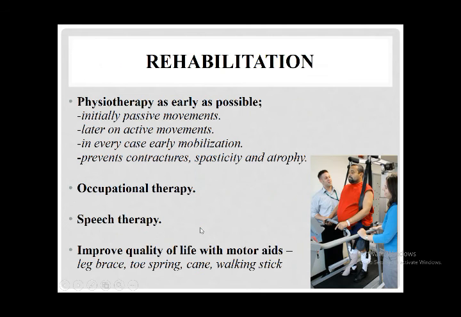After these acute treatment protocols, rehabilitation starts for patients with hemorrhagic or ischemic stroke. Physiotherapy as early as possible should be initiated in all patients with cerebrovascular accidents, initially with passive movements, and later on patients should be started on active movements. You have to start early mobilization of all patients as soon as possible, and it will prevent what? It will prevent contractures, atrophy, muscle weakness, and spasticity.